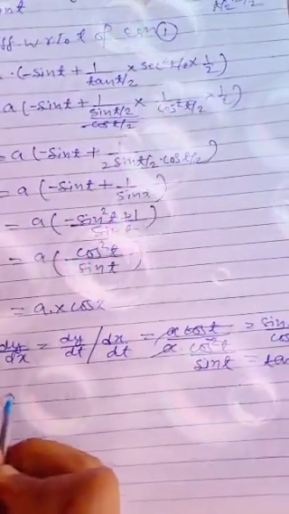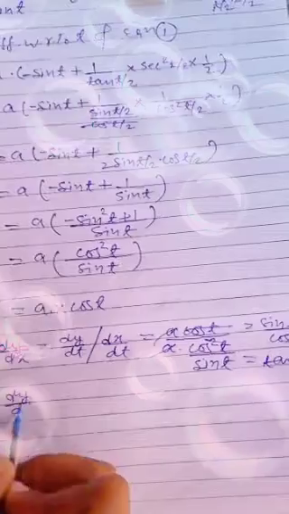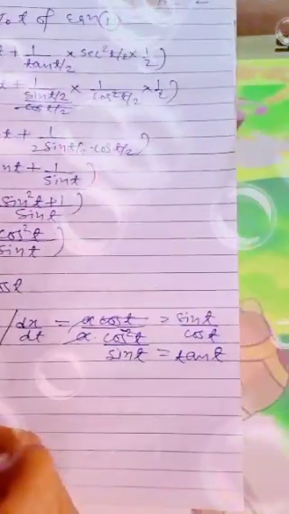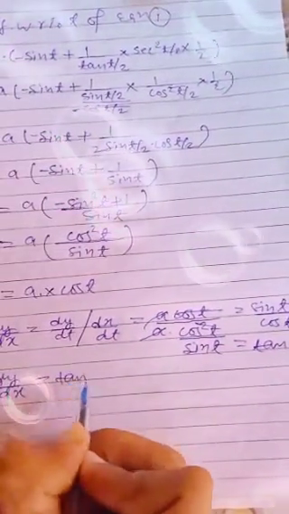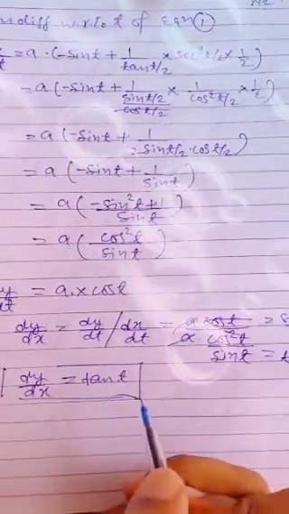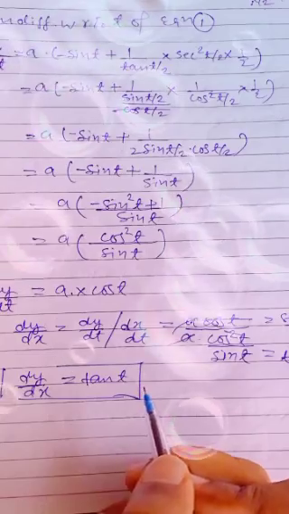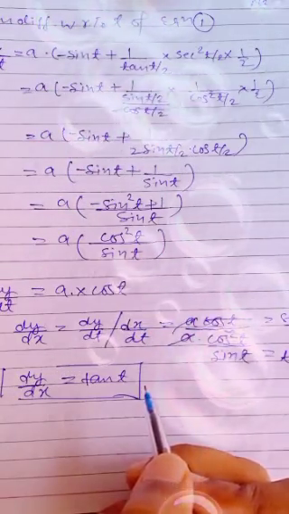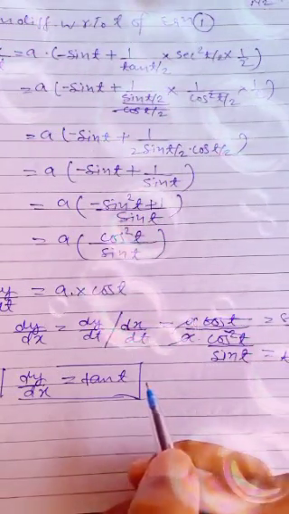Okay, or you may say dy over dx is equal to tan t. So this is the complete solution of this question, and the parametric form is completed.